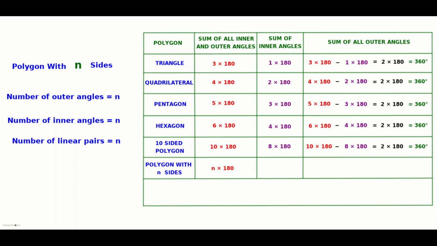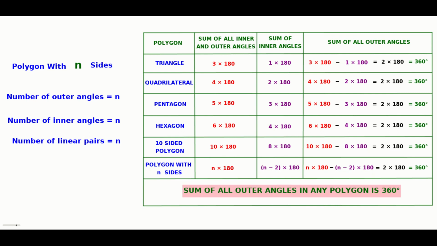Sum of inner angles of a polygon with n sides will be (n minus 2) into 180. Therefore, sum of all outer angles is n into 180 minus (n minus 2) into 180. That will be 2 times 180, that is equal to 360. Now, in all polygons we have the sum of all outer angles 360 degrees. We can write this result as sum of all outer angles in any polygon is 360 degrees.